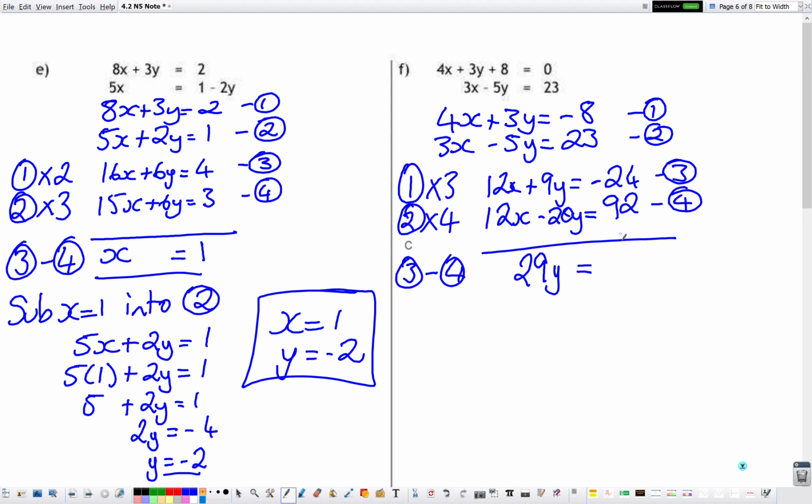Minus 24, add on 92. Now we had one of these in the last video. That is the same as subtract. Minus 24, subtract 92. My apologies. So start with minus 24, subtract another 92. So that's 92 further into the negative. So that is going to be minus 116.